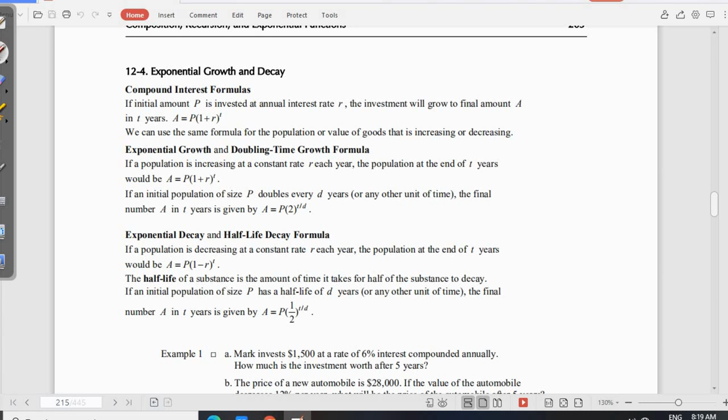Then if you're looking at exponential decay and half-life, we use decrement. We use a subtraction instead of an addition. Since it's decreasing, we use decrement here.